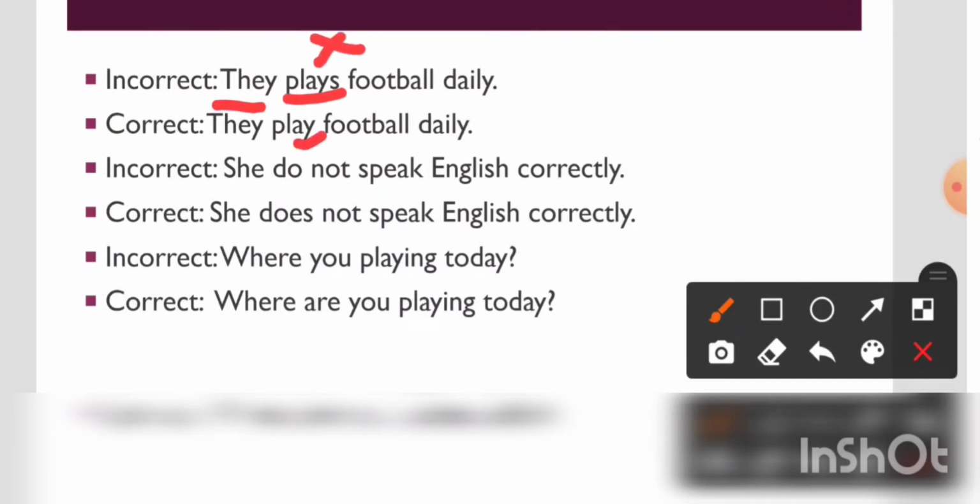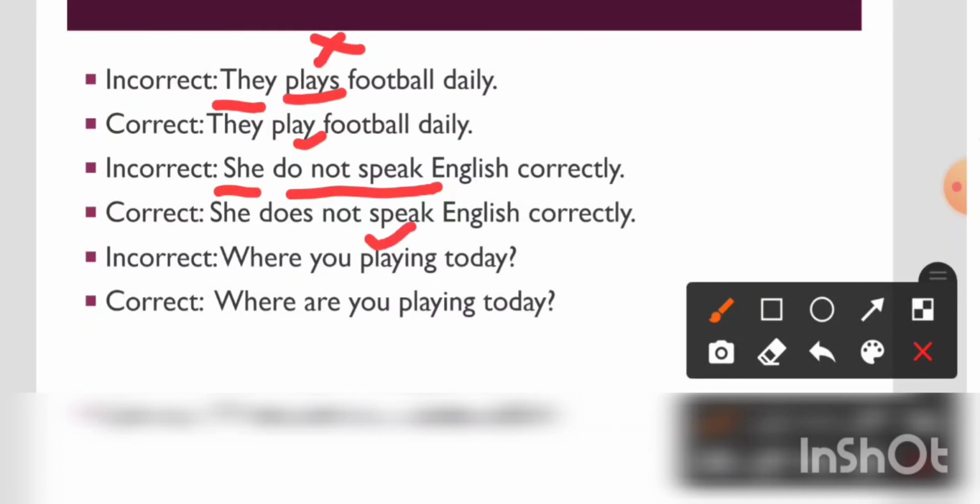She do not speak English correctly. Do not speak is a plural verb in negative. She is a singular subject, so no match, no agreement. So the correct answer is she does not speak English correctly.